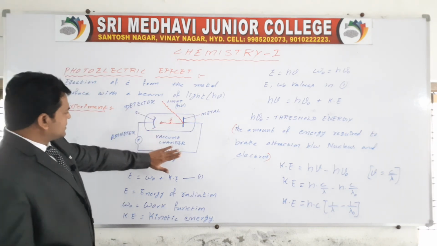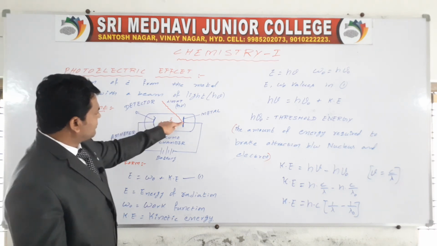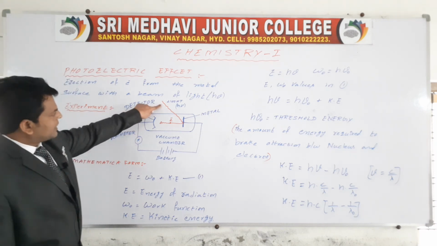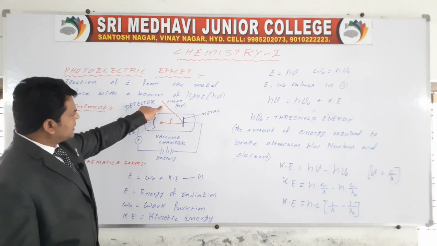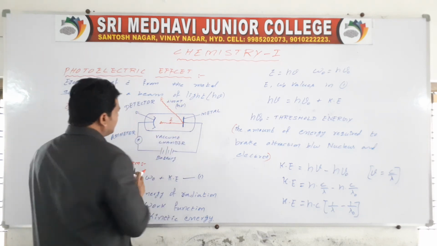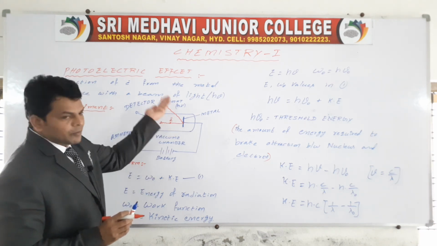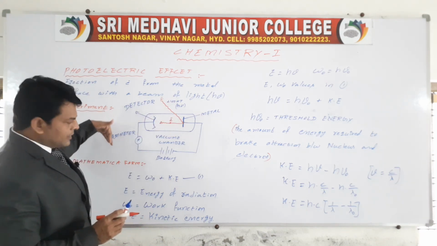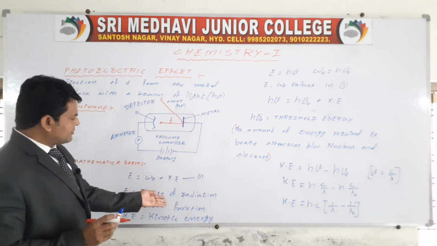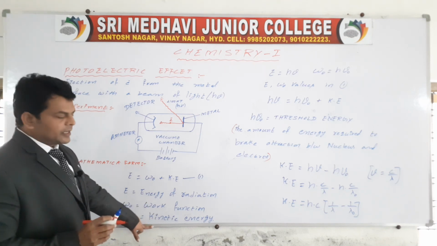Experiment we are conducting this. It is a battery, armature, detector, electrons removing from the metal surface. It is a metal. Then the mathematical form: E is equal to W naught plus K. W naught means removing electron, K means throwing electron. So E equal to energy of radiation or energy of light we are using. W naught equal to work function, K equal to kinetic energy.